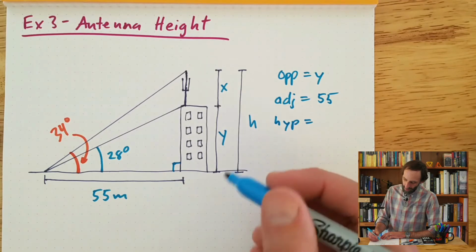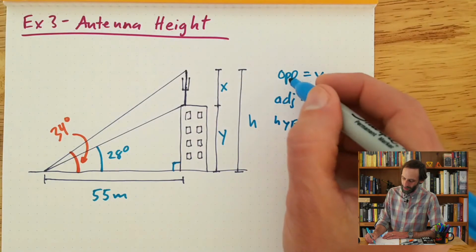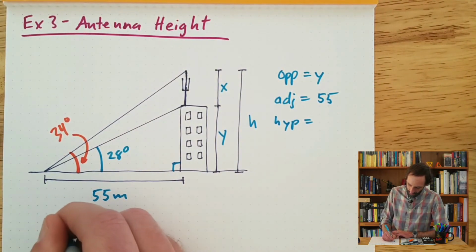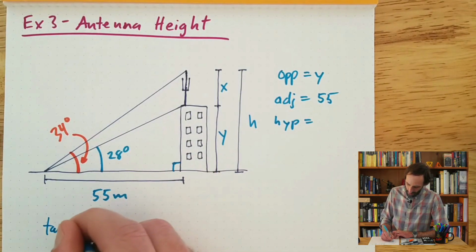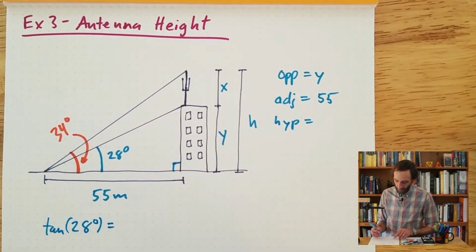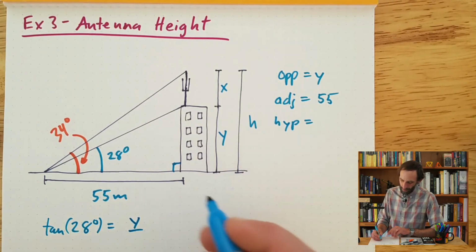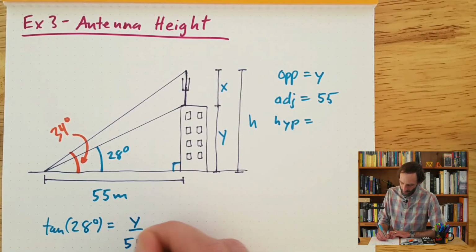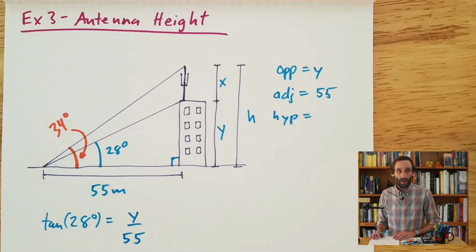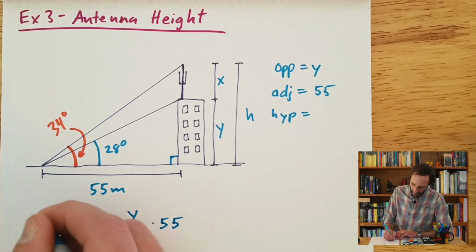And now in order to find the length of y, I can use the tangent ratio, right? Tangent is opposite over adjacent. So I'll go ahead and say the tangent of this angle here, 28 degrees, is equal to the opposite, which is y, divided by the adjacent, which is 55. Okay, now in order to get y by itself, in order to solve for y, I'll multiply both sides by 55.